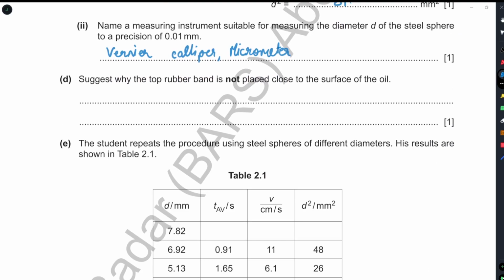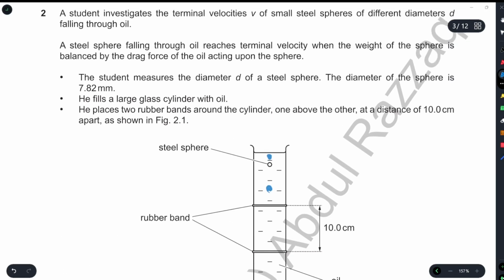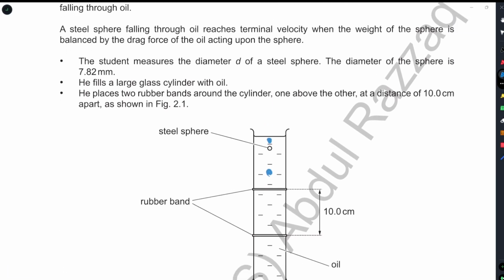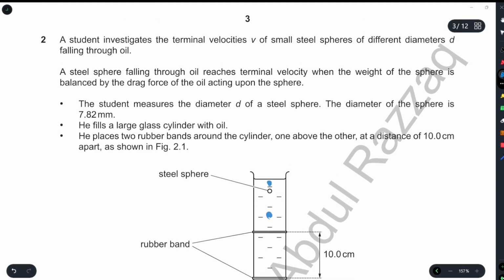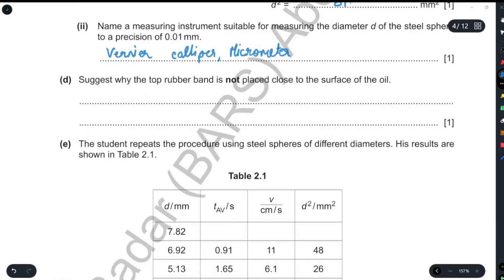So we are going to say that the steel ball, are we using steel balls? Yep. So suggest why top rubber band is not placed on the surface. Terminal velocity not reached.